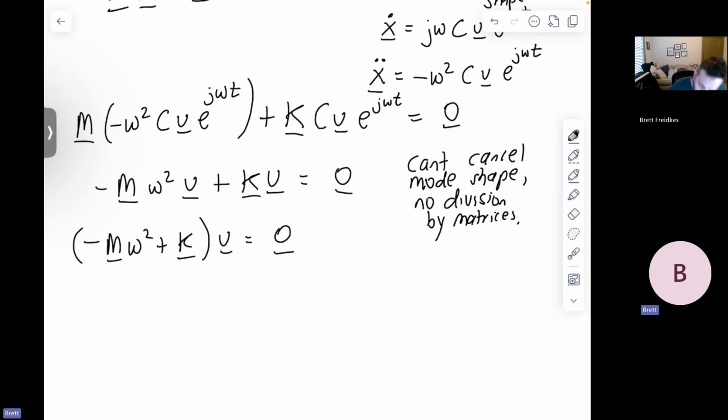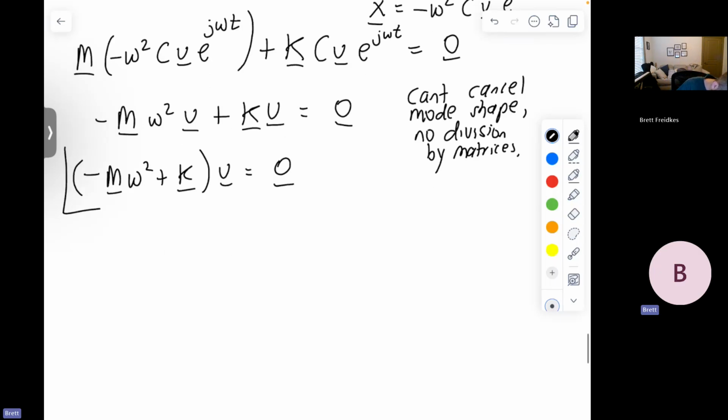Because matrix multiplication order matters, I need to make sure that it's going to be negative m omega squared u, that's the order, and similarly k u, that's the order. If I put the u in the front, then that's going to be brought in an incorrect order. It has to be the correct order maintained. And this is a very important equation for us that we're going to work with.